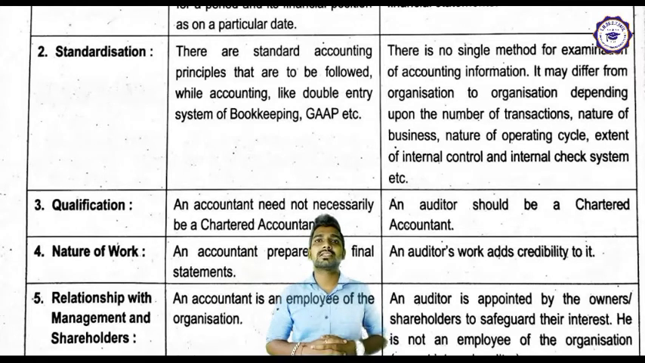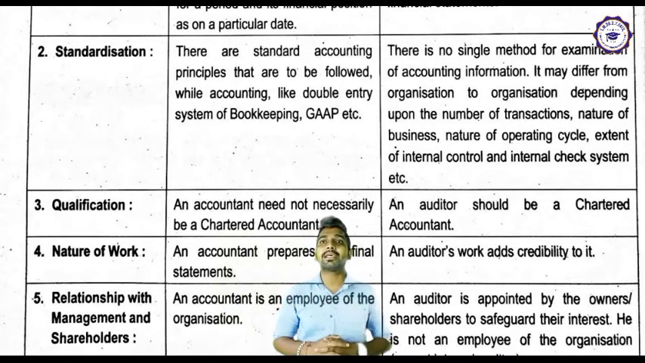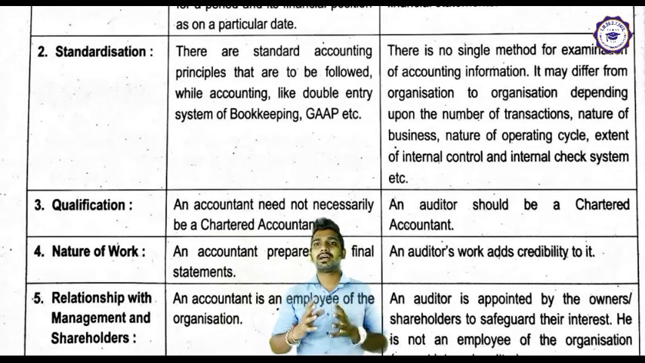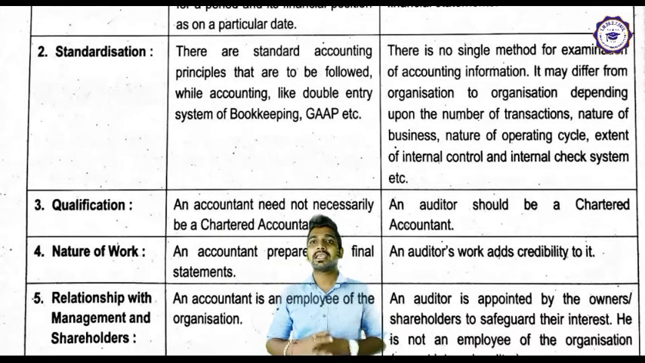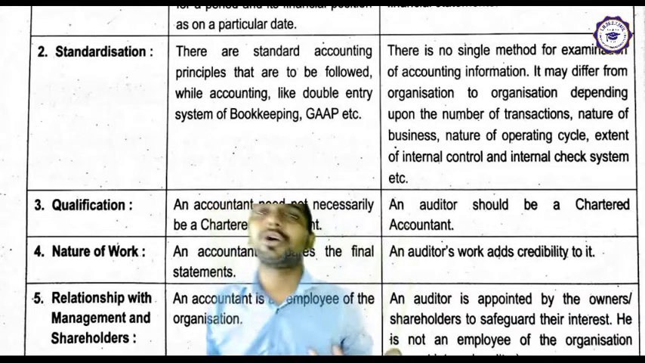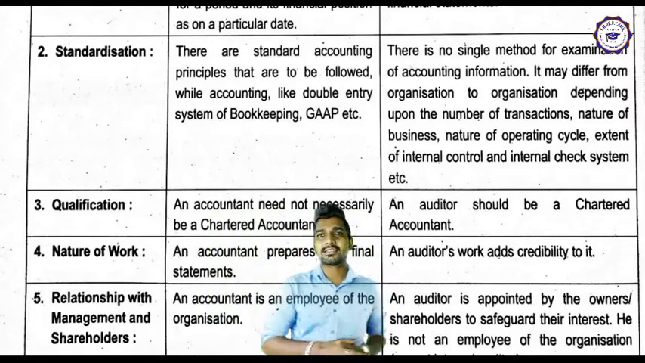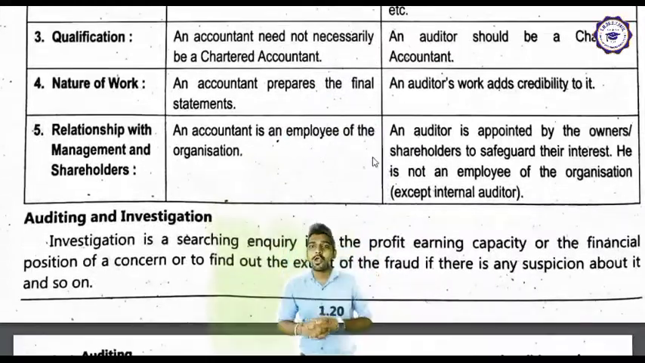So the relationship with the management and the shareholders. See, an accountant is an employee of the organization, whereas an auditor is appointed by the owners, the shareholders, to safeguard their interest. He is not an employee of the organization. So from this point it is clear that an auditor is independent. An auditor is not familiar with the organization, but an accountant is familiar with the organization. He is an employee of that organization.